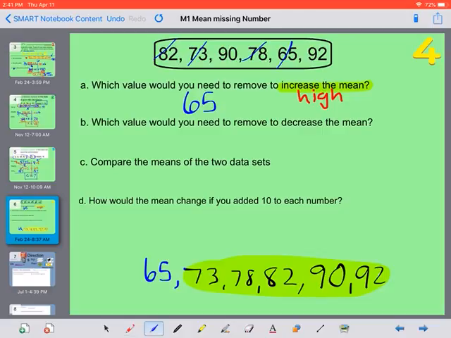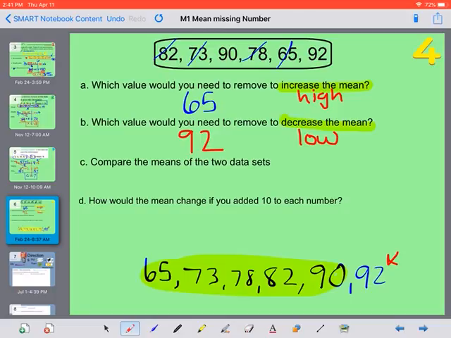On the other end, which value would you need to remove to decrease the mean? So if we want a low mean, we need to get rid of the high number. So we would get rid of our highest number and we want to keep all the low ones. So we'd get rid of 92. It says compare the means of the two data sets. So of those two groups of data.